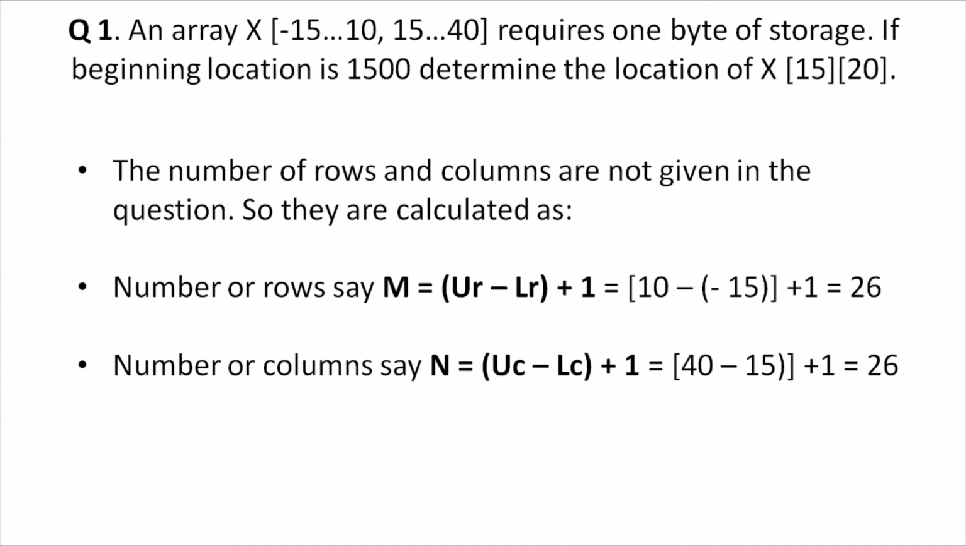In order to do so, since the array index doesn't start from 0 in this case, we have to first find the total number of rows and the total number of columns. The total number of rows, say M, will be given by the formula UR minus LR plus 1, and on substituting the values of UR as 10 and LR as minus 15, we get the value of M as 26. Similarly, for the number of columns, we get UC as 40 and LC as 15. So on substituting the values in the expression, we get the value of N as 26.